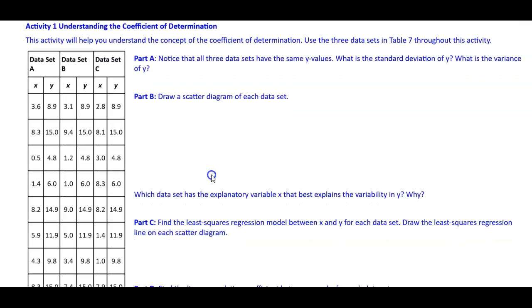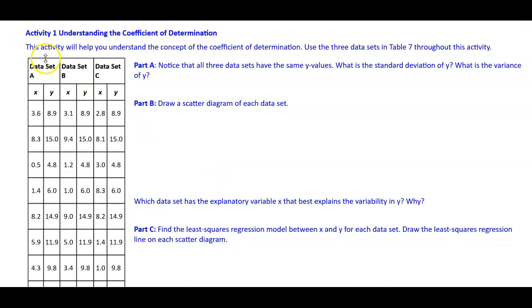Okay, let's take a look at activity 1. Now this activity will help you understand the concept of the coefficient of determination. We're going to use the 3 data sets that are in this table throughout this activity. For part A, it says notice that all 3 data sets have the same y values. So if you look here, each data set has the same y values but different x values.